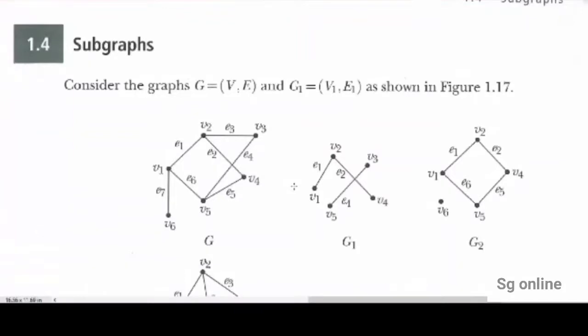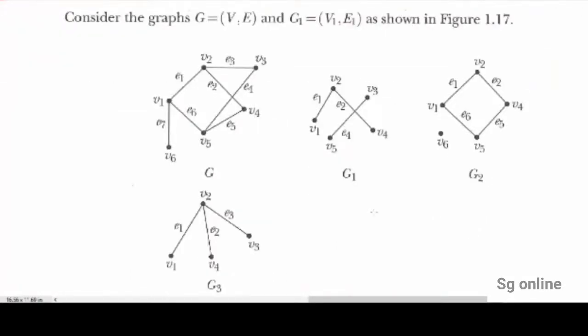So you see that various subgraphs are given here, but in the subgraph you see that not all the vertices are there. Yeah, for G3 there is a distinction between G3 and these two graphs G1 and G2. Can you notice that distinction?